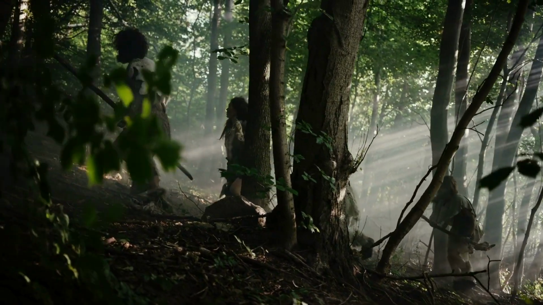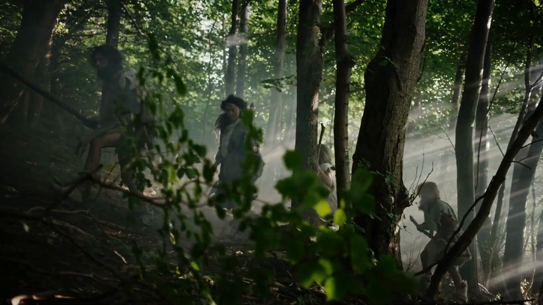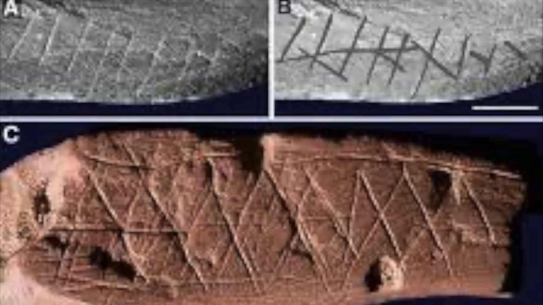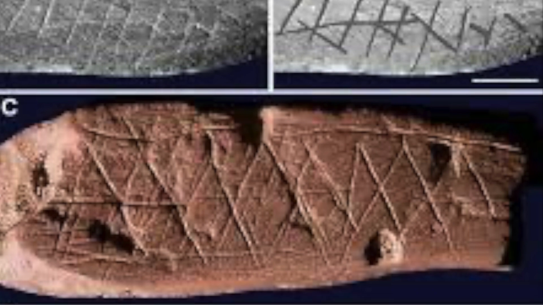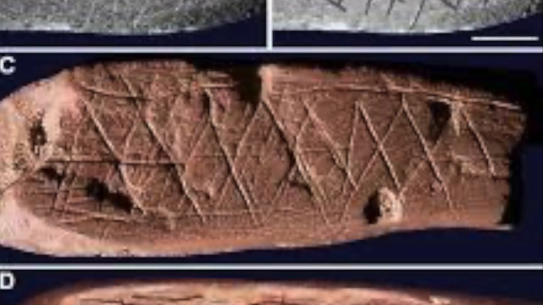Early art and the human mind. One of the oldest known pieces of symbolic art is this: a piece of ochre found in the Blombos Cave, South Africa, about 75,000 years ago.